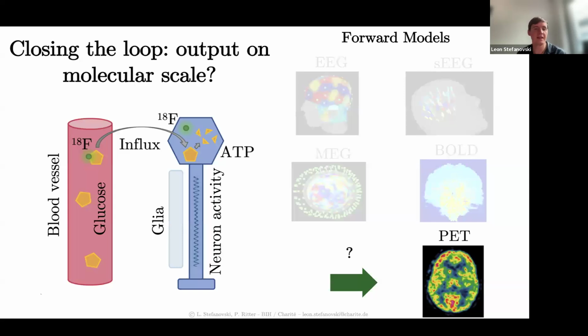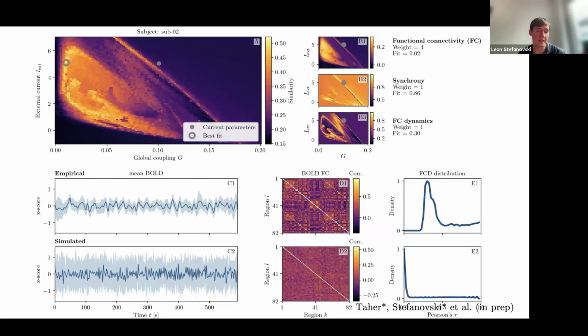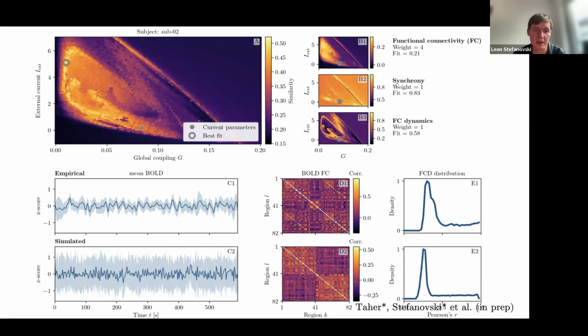And we came up with, again, a bottom-up approach. We started with a detailed model of how ATP, the currency of energy in the cells, is regulated between the neuron, the glia, and the blood vessels, and employed older established models there to create a model of ATP concentration in the brain, based on neural activity.